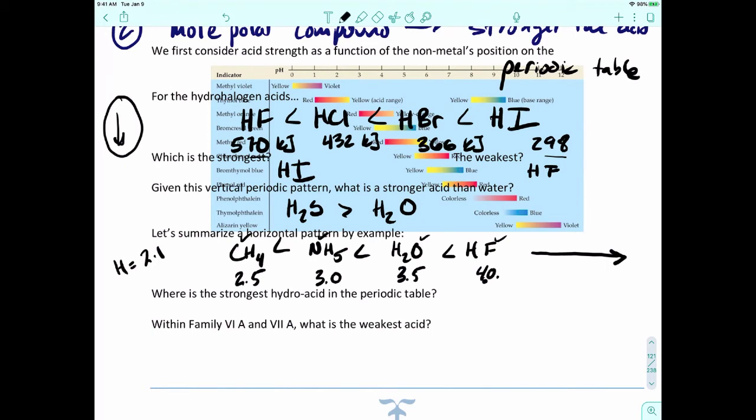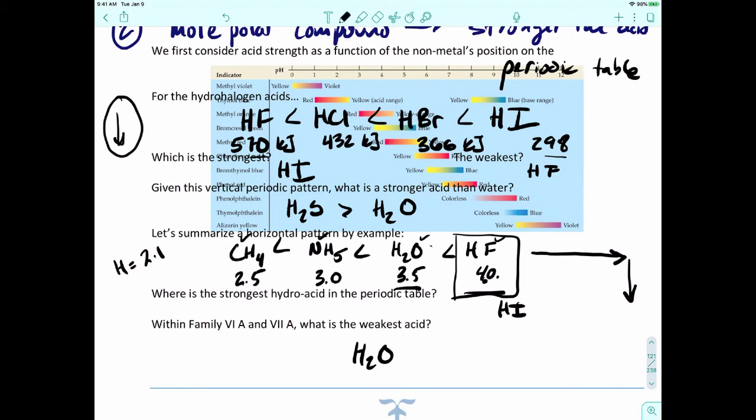Now, within family 6A and family 7A, which is the weakest acid? Family 6A, we're looking at water. Family 7A, we're looking at HF. That means the weakest acid out of those two is going to be water. Now, which one is the strongest hydro acid on the periodic table? That would still be HI, because it increases going top to bottom. However, when we're looking at the horizontal pattern, HF is the strongest out of period 2.